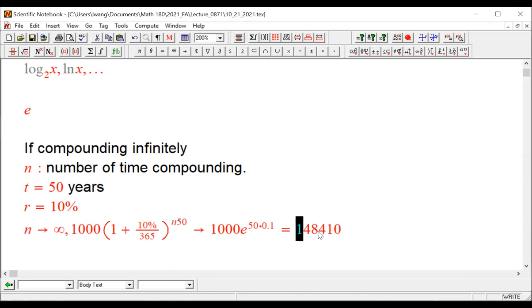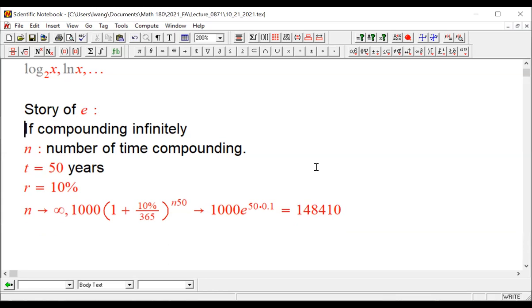You're only going to maximize your deposit, your money, up to 148,000. That is a lot of money from 1,000. I don't disagree with you, but it's not as much as you want, right? And how do we get that? That's the role of E. Okay, the story of E. This is one story of E in finance, which you're going to see how it's been derived in calculus.